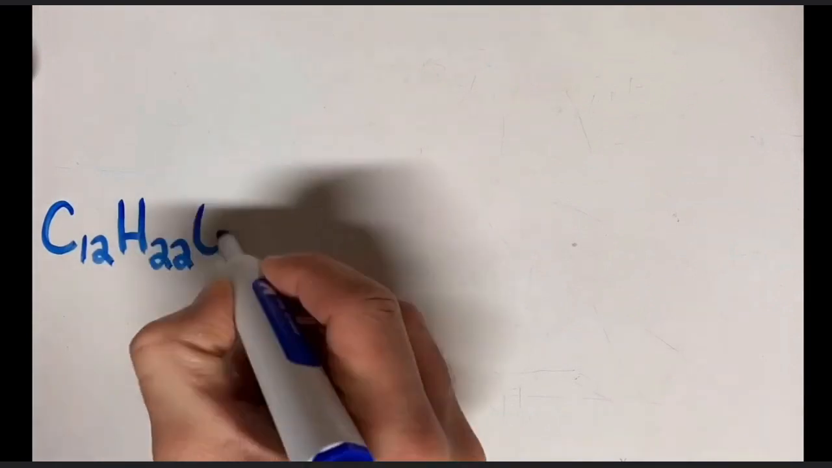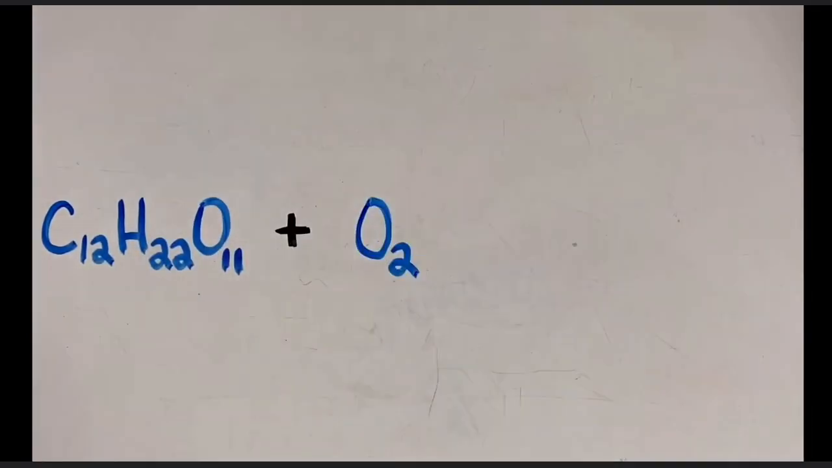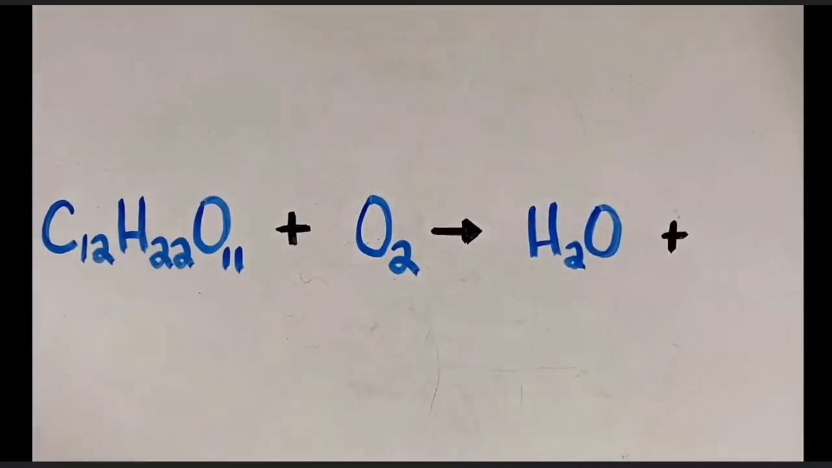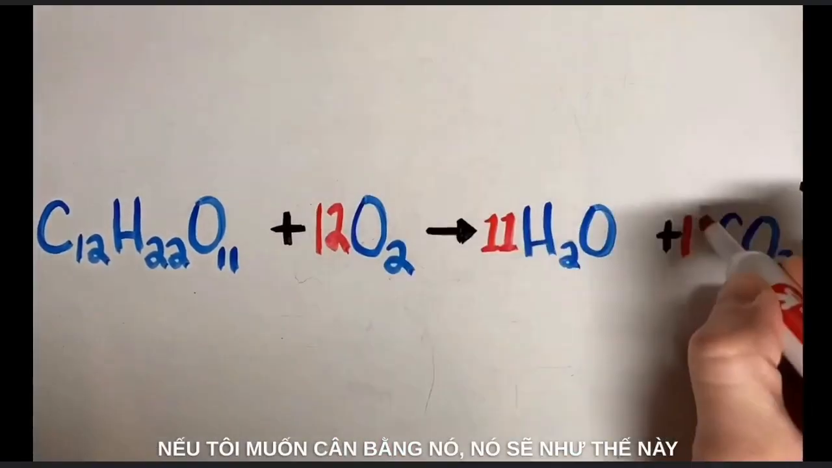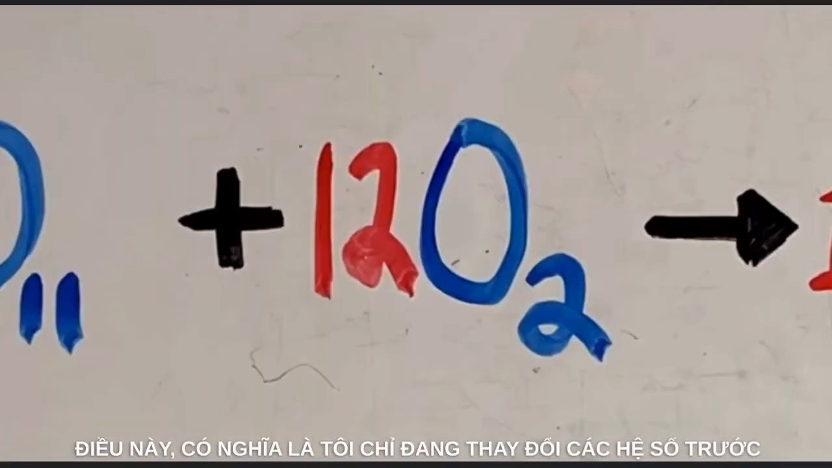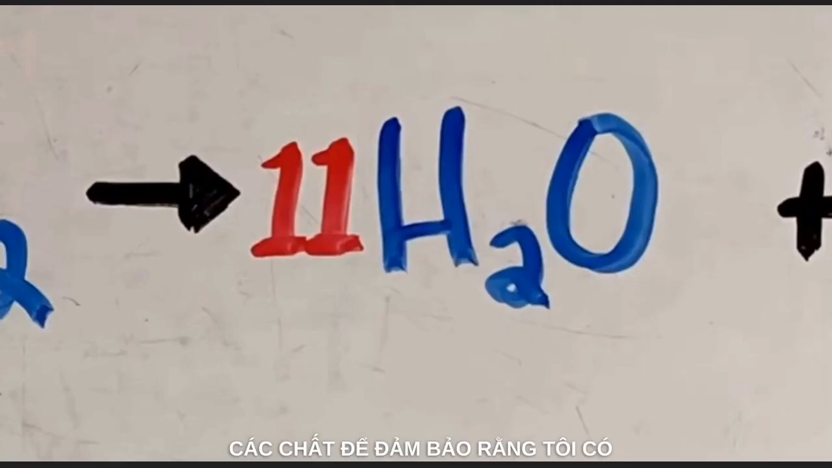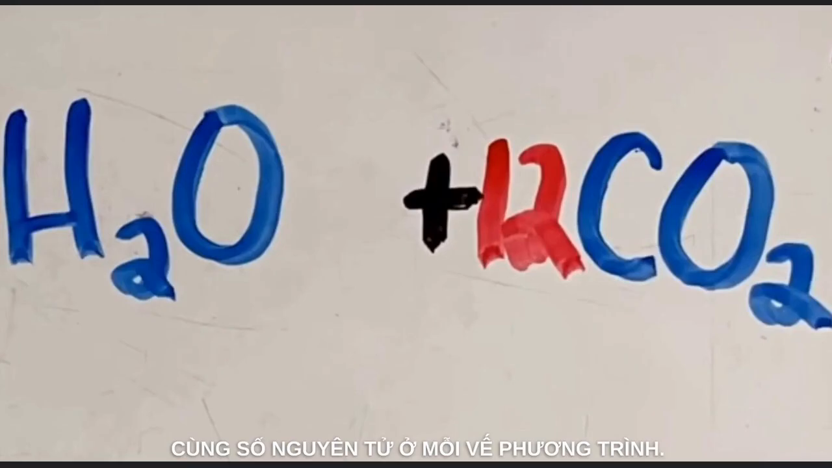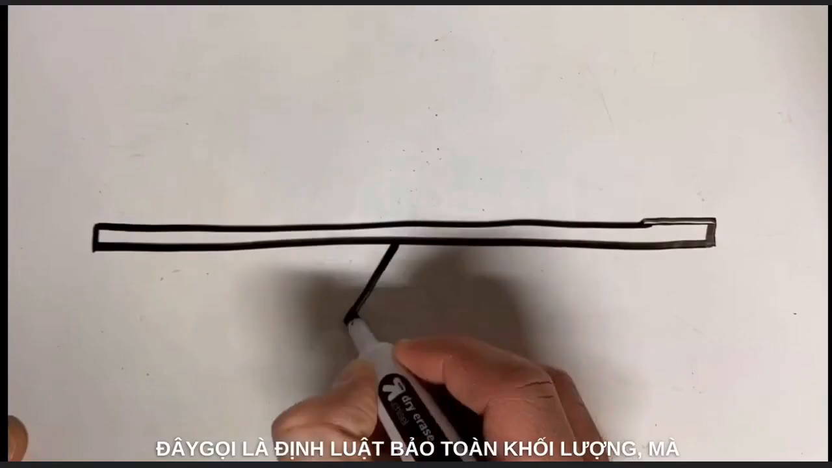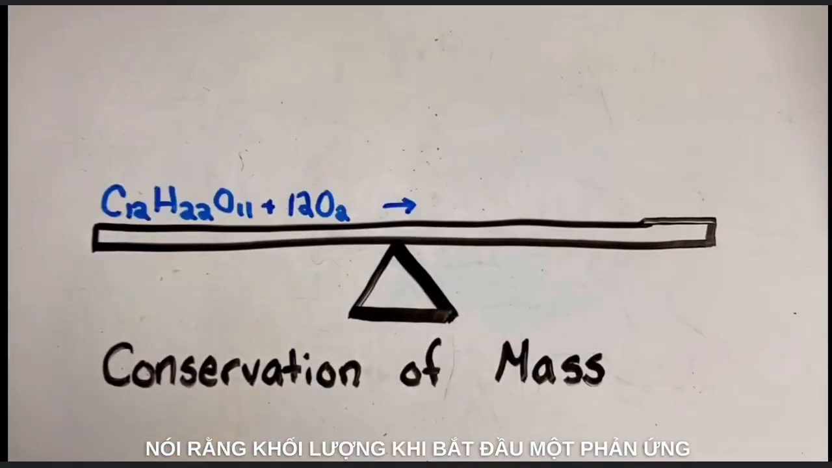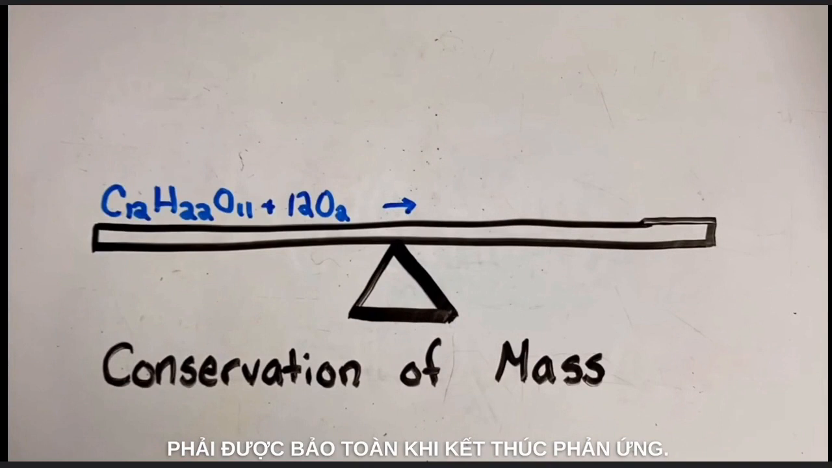So when we look at this reaction in full, we have C12H22O11 plus O2, and it gives you water and carbon dioxide. Now this equation isn't balanced. If I wanted to balance it, it would look like this, which means I'm just changing the coefficients in front of the molecules to make sure that I have the same number of atoms on each side of the equation. This is something called the law of conservation of mass, which says that the mass in the beginning of a reaction must be conserved at the end of the reaction. We can't lose any mass. There can be no matter unaccounted for.